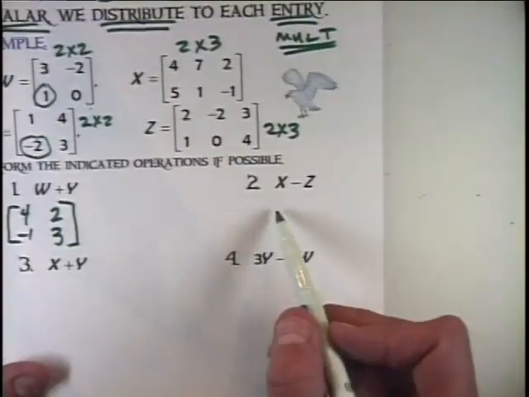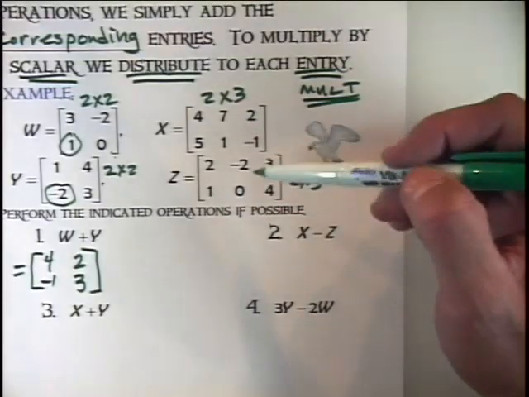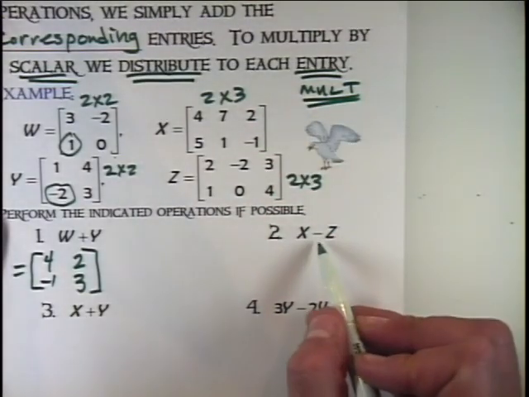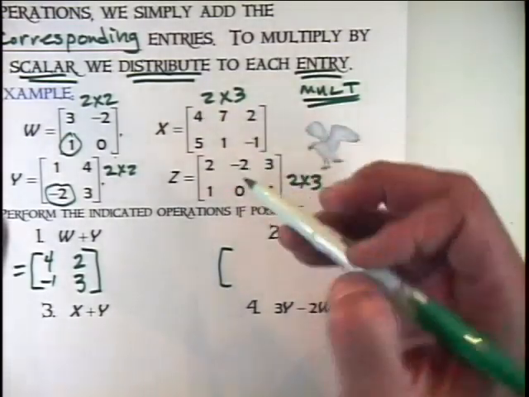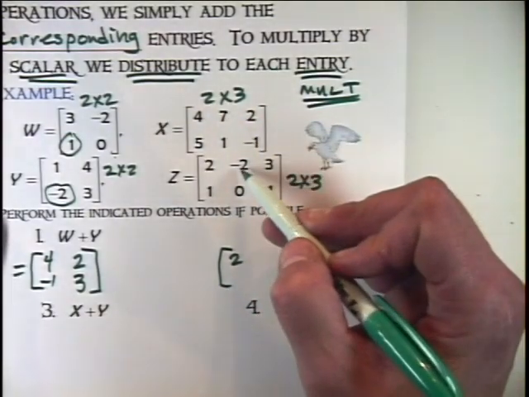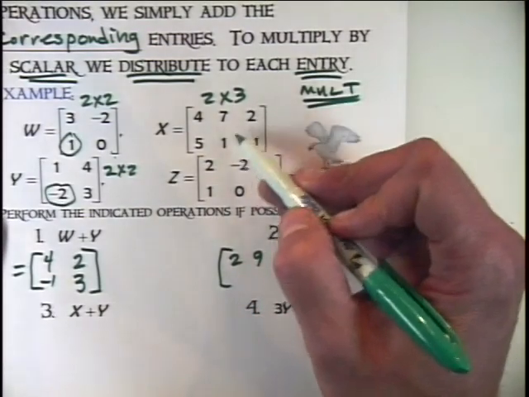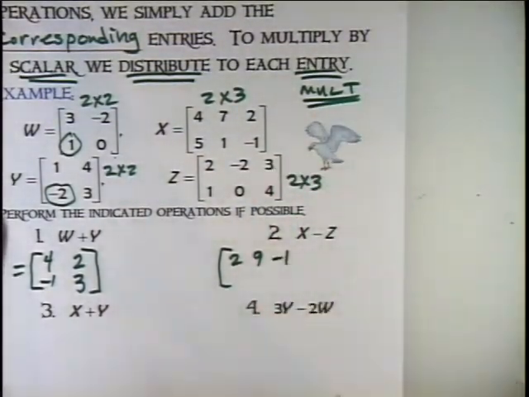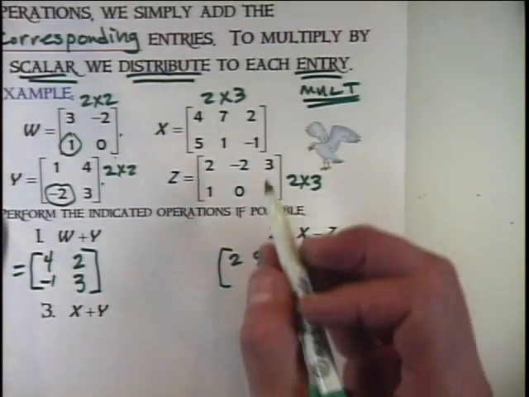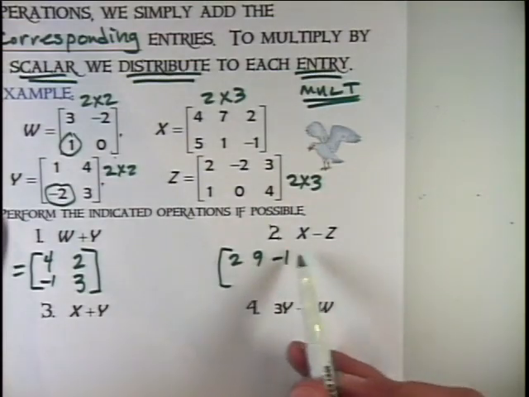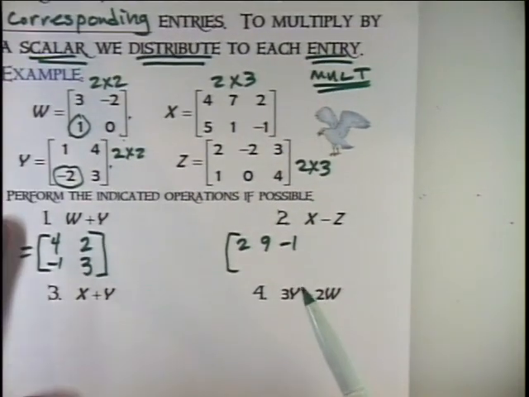All right, let's try X minus Z. Well, I can do it because they're the exact same dimension. So I'm going to have to subtract now corresponding locations. So I'll take 4 minus 2 is 2. 7 minus negative 2 is 9. 2 minus 3 is negative 1. We're going to want to leave enough space in between here so that it doesn't look like it's one number, 2, 9, negative 1, which doesn't make sense. But we don't want to put them too far away either. I like to start in the top left and work straight across, just as a matter of convention here.